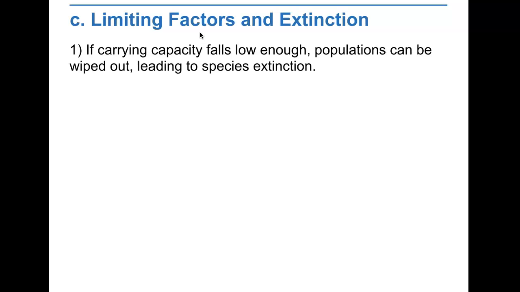Available space for feeding and other activities can also be a limiting factor for many animals. So when human activities divide natural environments into small pieces, the carrying capacity of those pieces of habitat for those species can be much smaller. If carrying capacity falls low enough, populations can be wiped out, leading to species extinction.